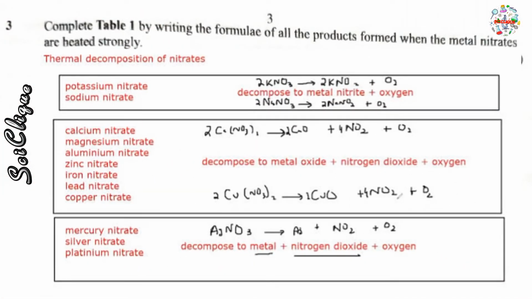All, guys, all. But the way they decompose, or the compounds that are formed, differs from one to the other depending on how reactive the metal is. Now, when it comes to the nitrates of the two very reactive metals, potassium and sodium, you find that they decompose to form a nitrite and oxygen. So in this case, when potassium nitrate decomposes, it will form potassium nitrite and oxygen.